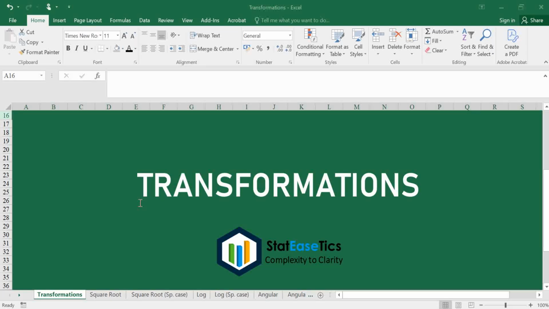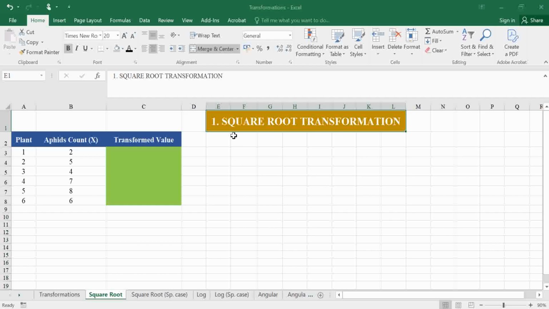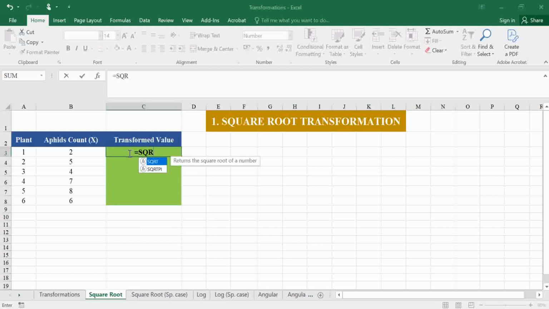In this video, we will see how to perform transformations, square root, logarithmic and angular hands-on. So let's start with square root transformation. Here, for square root transformation, we have taken the example of number of aphids per plant. The first column represents plants and the second represents the aphid count. For square root transformation, the formula is equal to SQRT and our aphid count number.